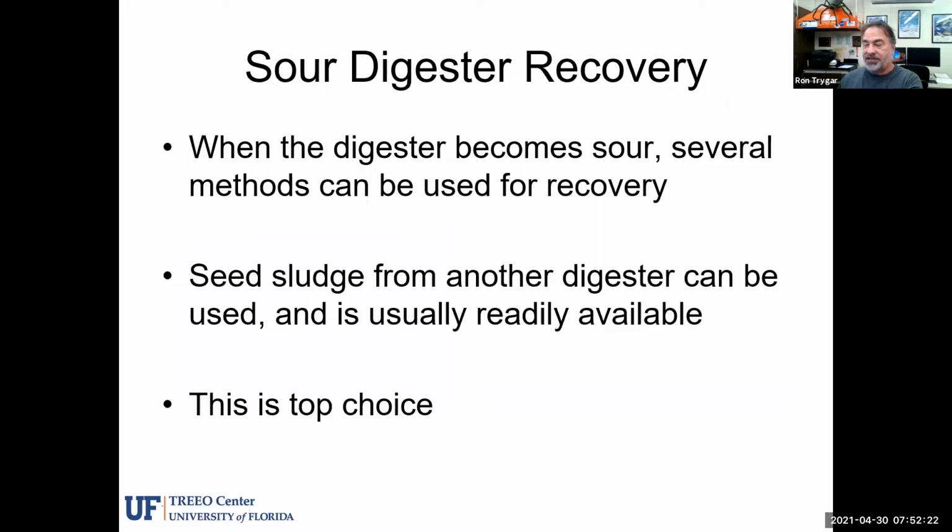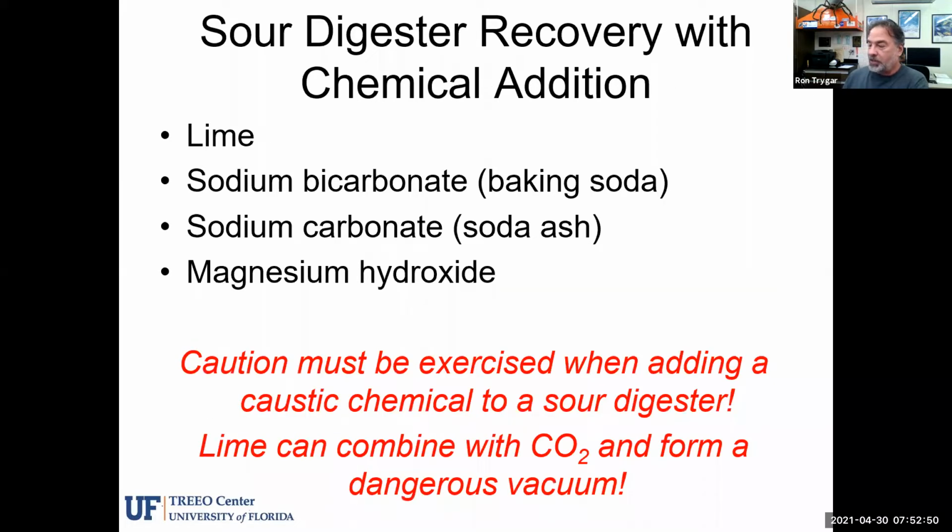All right, when a digester gets sour, several methods can be used. Use seed sludge from another digester. That's usually readily available. It's the top choice. I would say it's your best choice because it's the same temperature, hopefully, and your own bacteria and your alkalinity and all that. So usually that's one of the better choices. Plus, it's already there. It's free. It's not as difficult to handle as mixing up bags of lime, which is not fun at all. The lime has to be mixed into a slurry and can be quite messy.